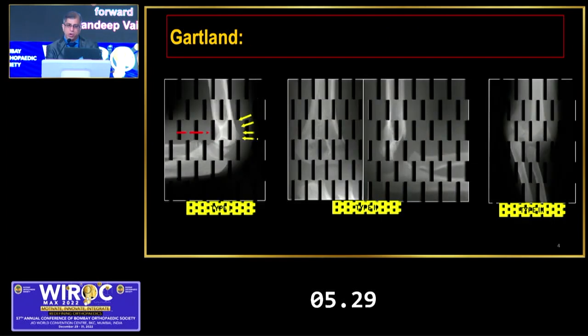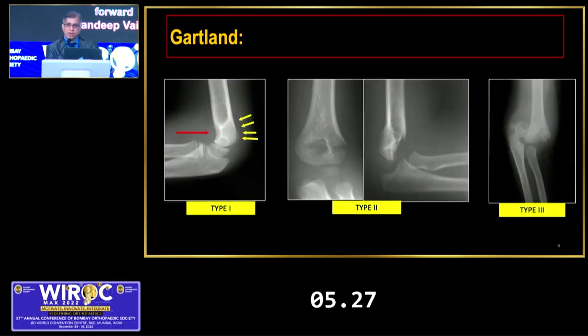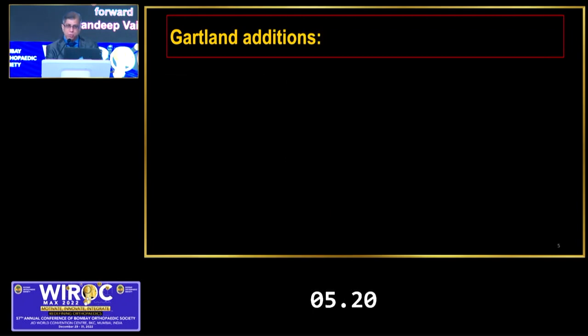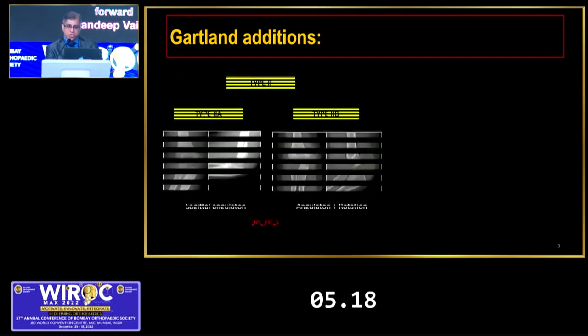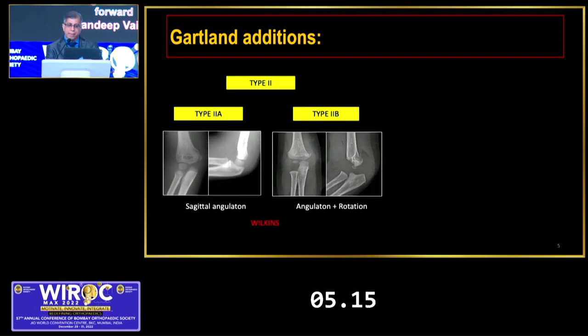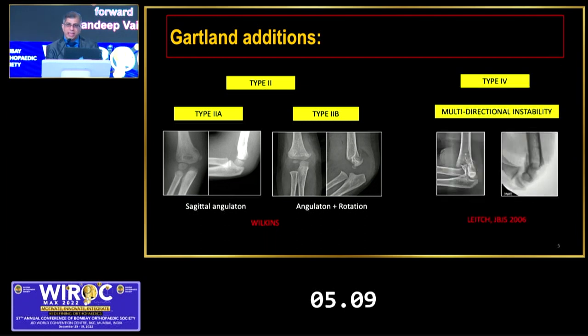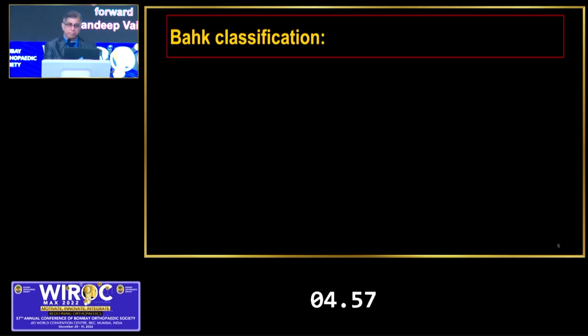Gartland classification we are all well versed with. Type 1 undisplaced, type 2 is greenstick with sagittal plane angulation, and type 3 is completely displaced. However, there are a few new additions to the original Gartland classification. So Wilkins subclassified type 2 into type 2A, that is pure sagittal angulation, and 2B, that is angulation plus rotation. An additional type 4 was added, which is a fracture with multidirectional instability. This indicates a circumferential periosteal tear. Therefore, these fractures are extremely unstable, difficult to reduce, and difficult to pin.